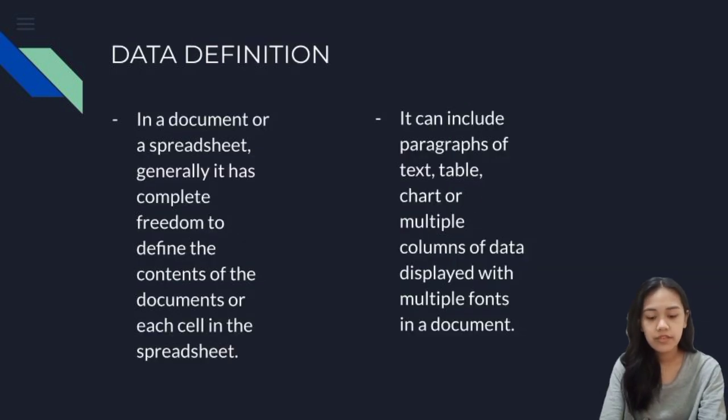What is data definition? In a document or spreadsheet, generally, you have complete freedom to define the contents of the document or each cell in the spreadsheet. It can include paragraphs of text, tables, charts, or multiple columns of data displayed with multiple fonts in a document. An RDBMS allows you to define the kind of data you have and how it can be stored. It also defines rules that the RDBMS can use to ensure the integrity of the data.